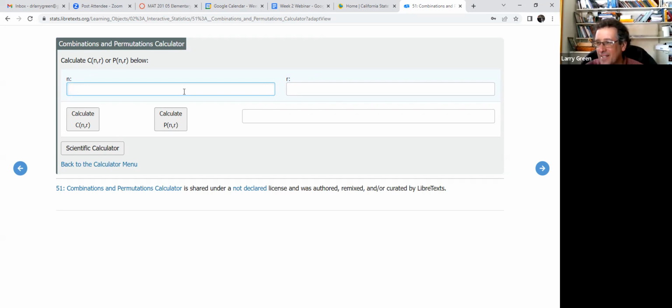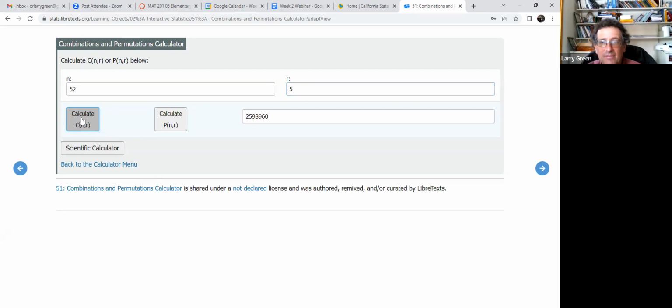That's supposed to be easy. Yeah, there's 52. Here's the deck. There's 52 cards in this deck. And R is the number that you're picking. How many we're picking for a poker hand? 5. And I want to let you know if order does not matter, it's C for combinations. If order does matter, it's P for permutations. For poker, order doesn't matter. Having a 10, Jack, Queen, King, Ace is the same as having an Ace, King, Queen, Jack, 10.